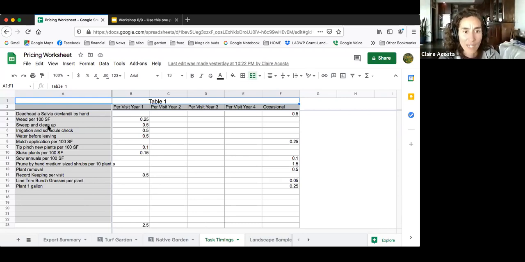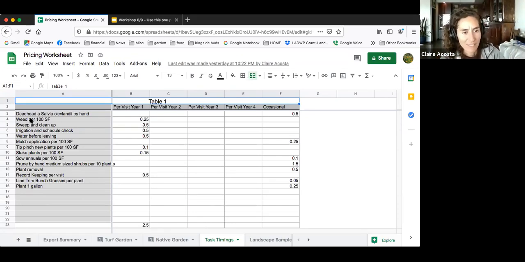And then you can break each activity down into times. Here is weeding per 100 square feet as 15 minutes for 100 square feet. So if you had 200 square feet, it'd be a half hour. You break all these down, and you can customize this for your garden. So like I have a garden with 3 Salvia clevelandii and then 300 square feet, just adding this up.